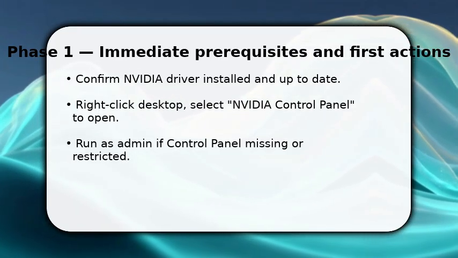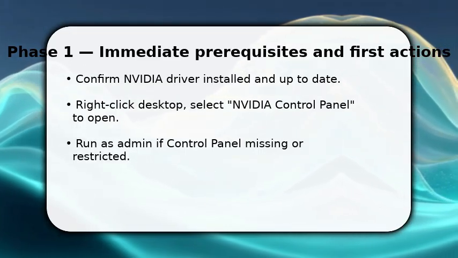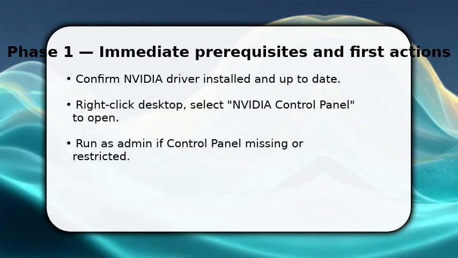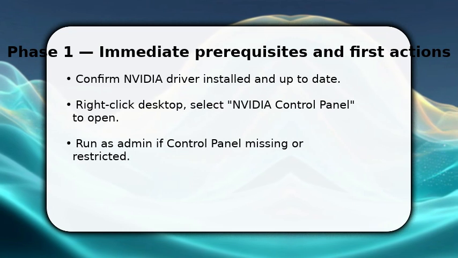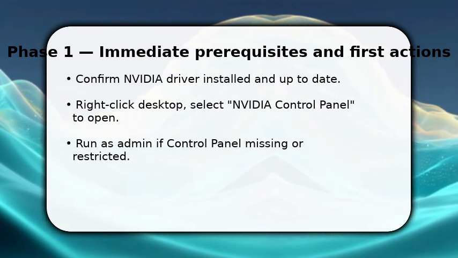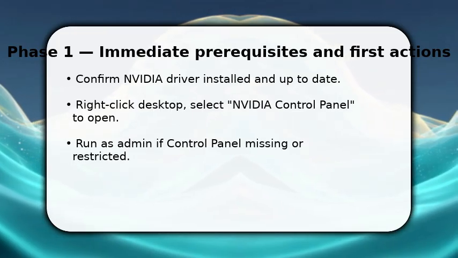If it does not appear, make sure you installed the latest driver from Nvidia or that Device Manager shows the GPU. Run the control panel as administrator to avoid permission issues. This ensures all options load, so you can proceed to adjust resolution, color, and multi-display layouts.